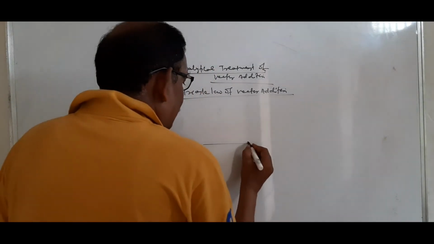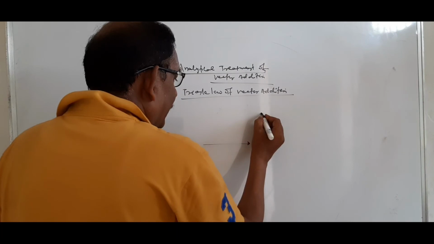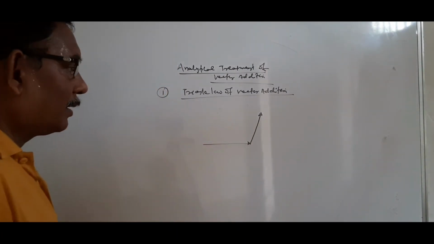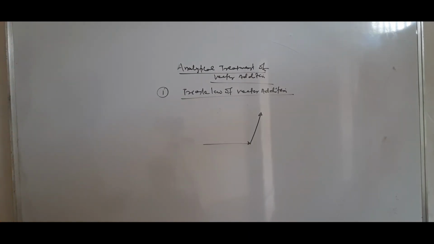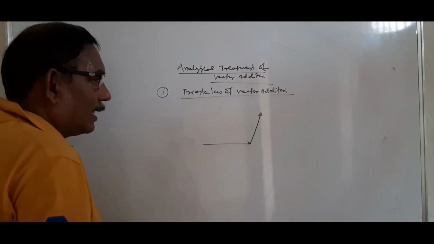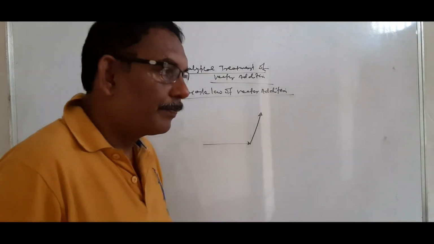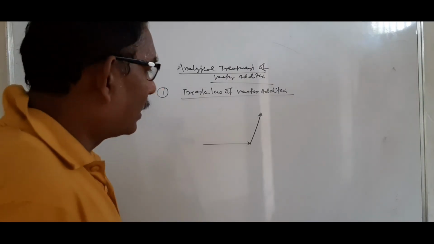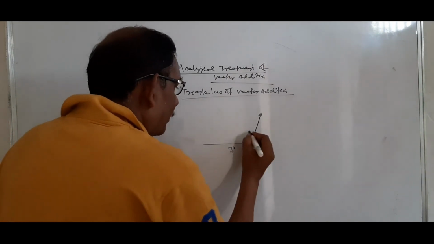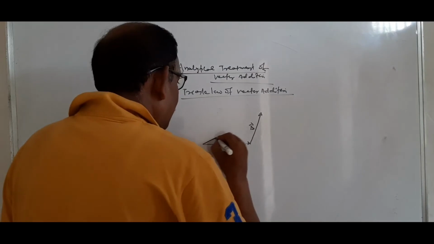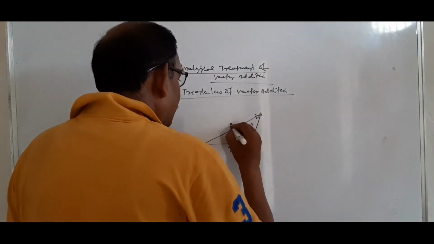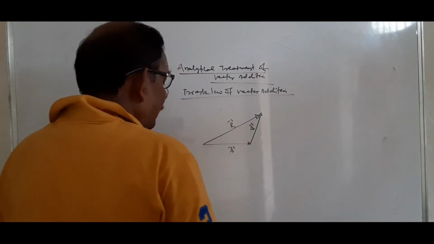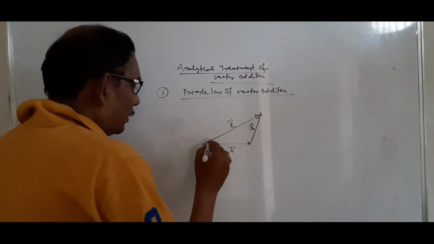The two vectors, both represented in magnitude and direction, taken in the same order by the two adjacent sides of the triangle, then the resultant is given by the third side of the triangle taken in opposite order. So if it is A, it is your B. The resultant is the third side taken in opposite order. Okay. Then mathematically, how do you find out the resultant?